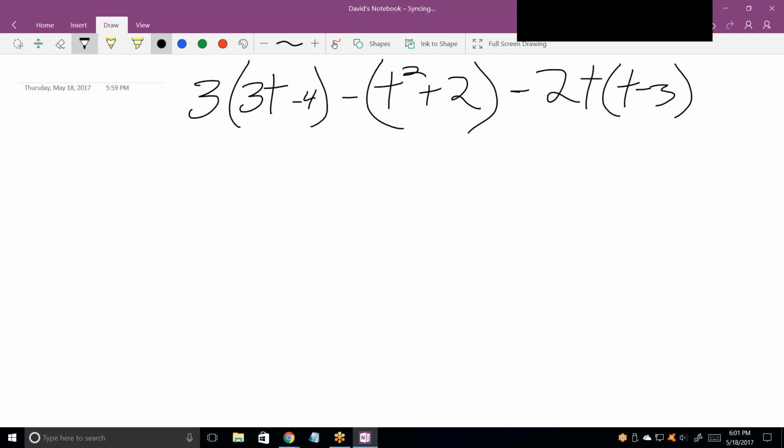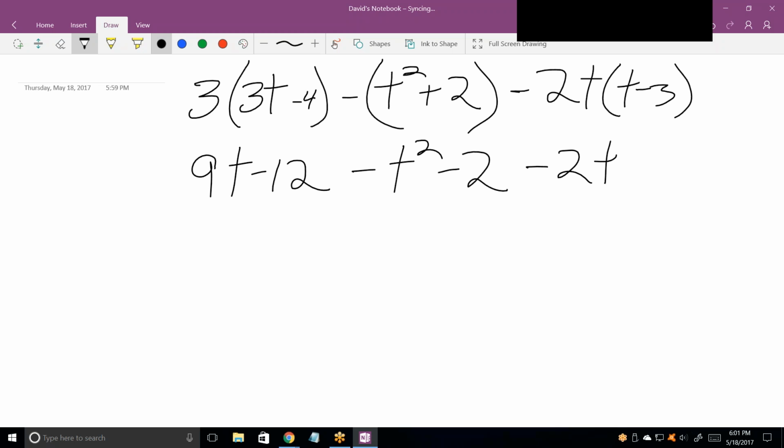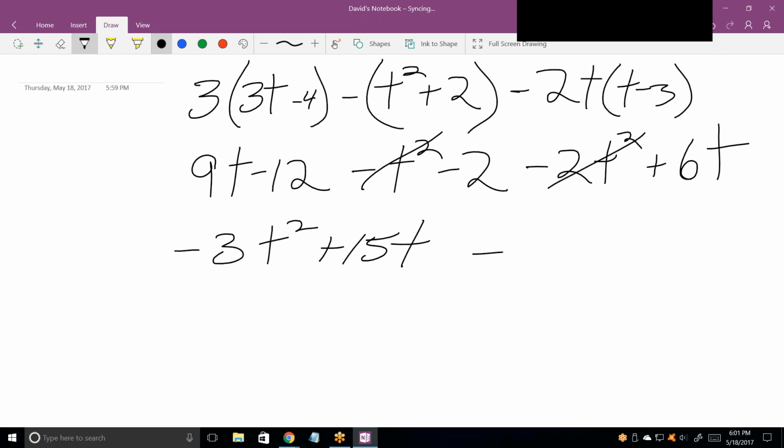Start from the left. Read me the next line. Go ahead. 9t minus 12, minus t squared minus 2, minus 2t squared plus 16. Good. Now combine like terms. Negative 3t squared plus 15t minus 14. Good.